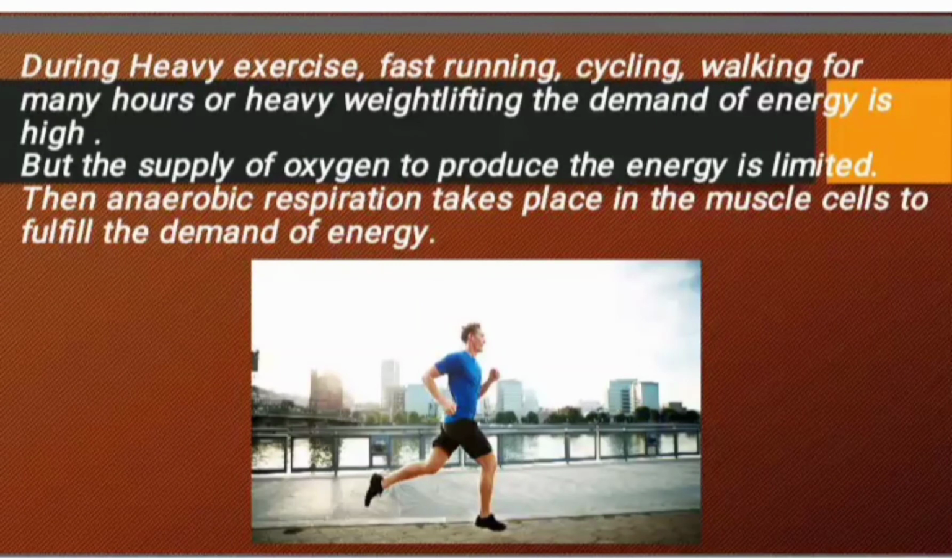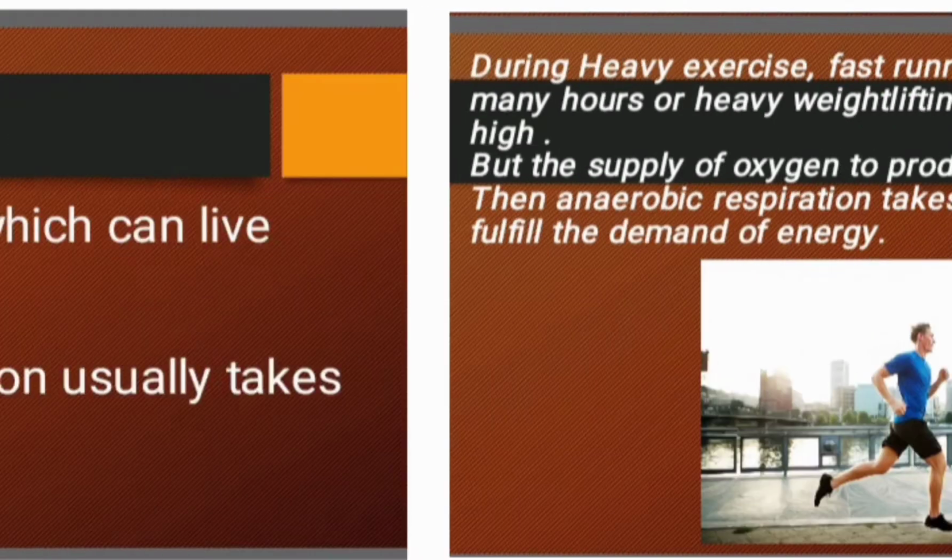During heavy exercise, fast running, cycling, walking for many hours, or heavy weightlifting, the demand of energy is high, but the supply of oxygen to produce the energy is limited. Then anaerobic respiration takes place in the muscle cells to fulfill the demand of energy. So the answer is, to fulfill the demand of energy, muscle cells respire anaerobically.